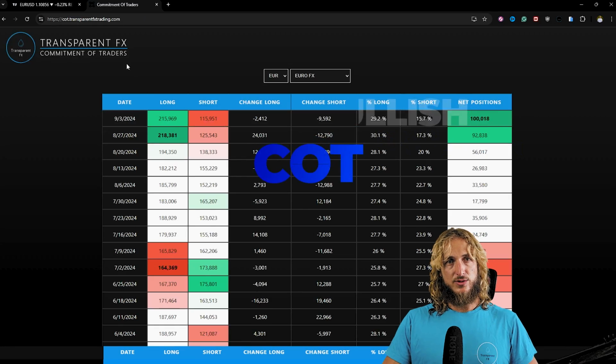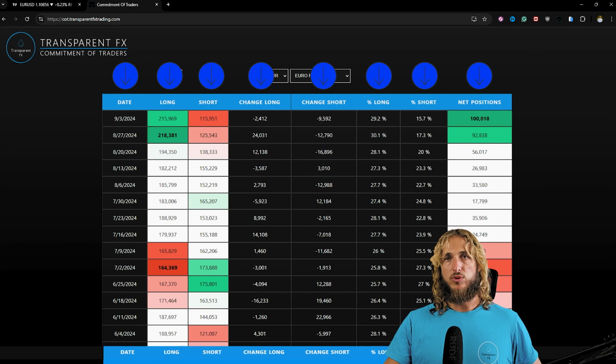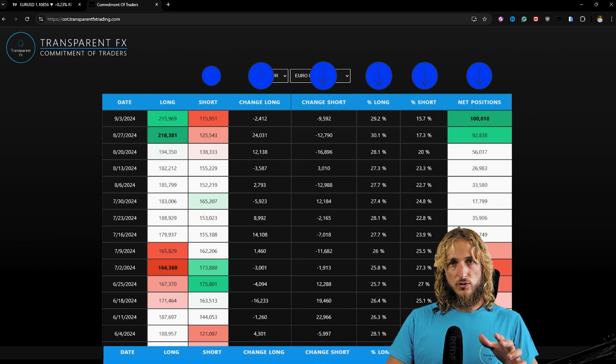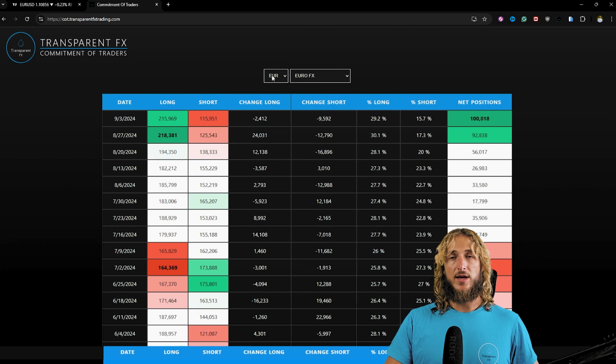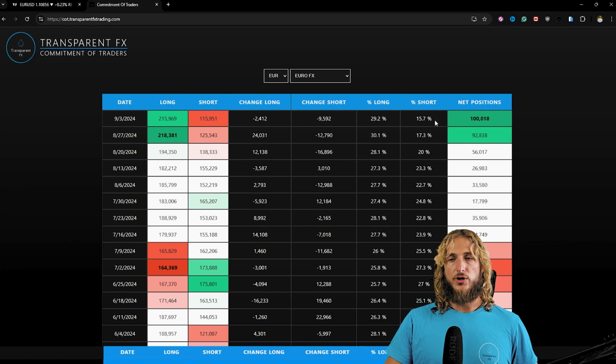So let's go and see what we have when it comes to the commitment of traders, so what hedge funds and the big players in the market are doing. Now, if we look at the data for the euro, the first thing that we have to keep in mind is that we are already looking at EURUSD because all currencies on the spot are traded against the USD.